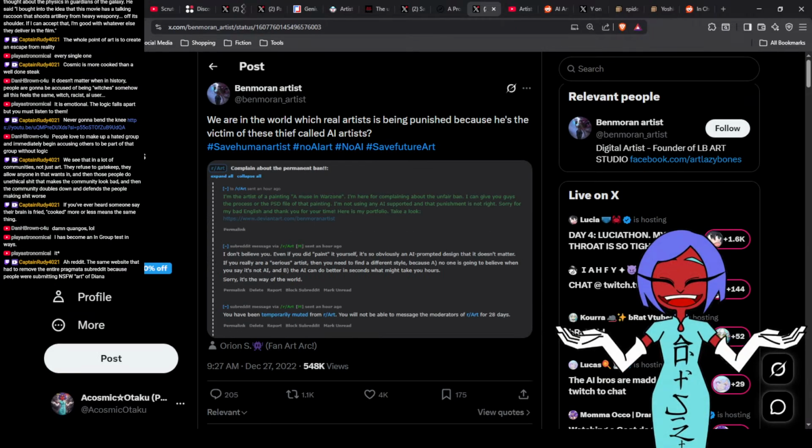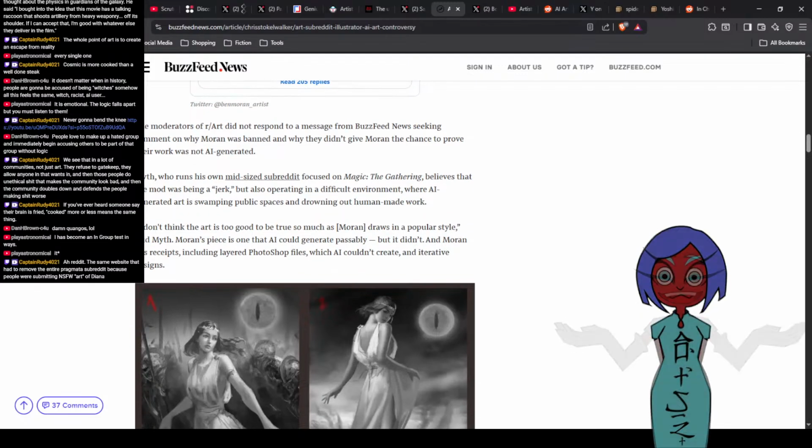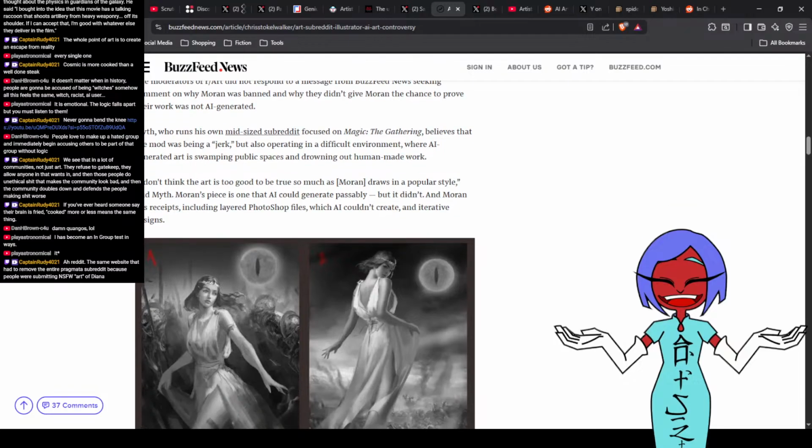The moderators of r/art did not respond to the message from BuzzFeed News, and yes, sorry, I'm reading BuzzFeed right now, seeking comment on why Moran was banned and why they didn't give Moran the chance to prove their work was not AI generated. I can tell you why. Because they're a Reddit mod and they have a god complex.